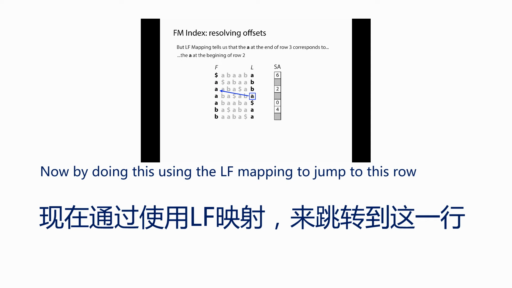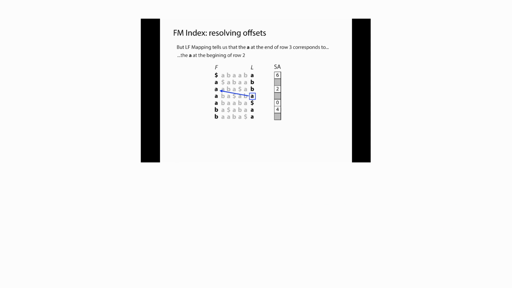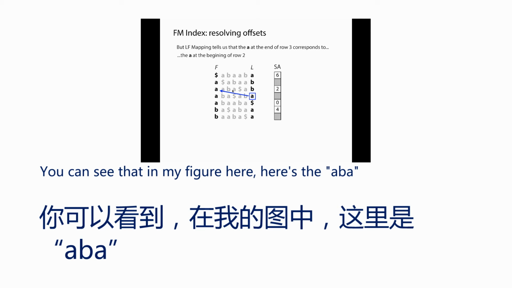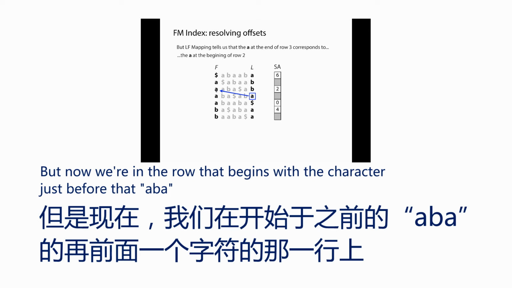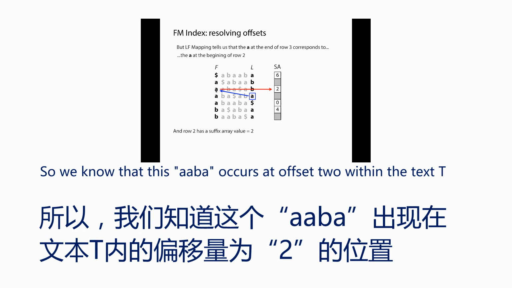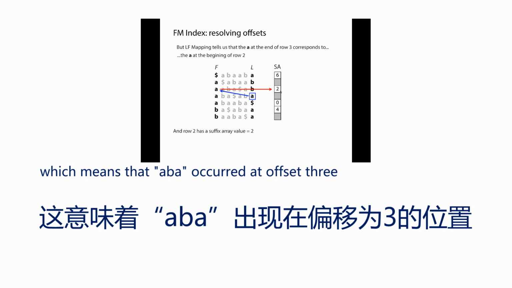Now, by using the LF mapping to jump to this row, we're in a row that corresponds to one character to the left of where the ABA occurs. You can see that in my figure here. Here's the ABA. But now we're in the row that begins with the character just before that ABA. But now this row does have an element of the suffix array stored that corresponds to it. So we know that this AABA occurs at offset 2 within the text T, which means that ABA occurred at offset 3.